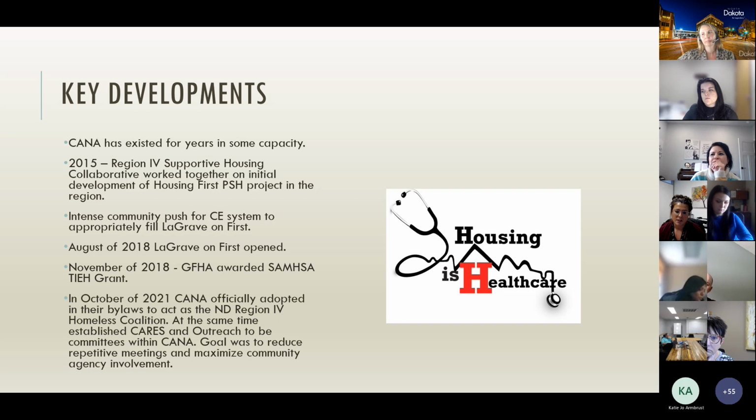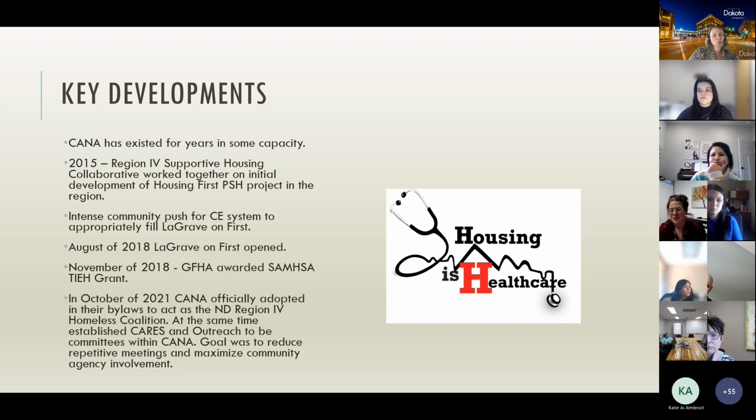So we've done all this work as a community, and then in 2021, CANA, who had been meeting, like I said, for years, officially adopted in their bylaws to act as the Region 4 Homeless Coalition. At that same time, they established that CARES, which is the coordinated entry process, and outreach.